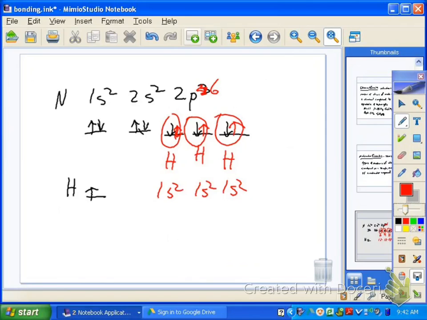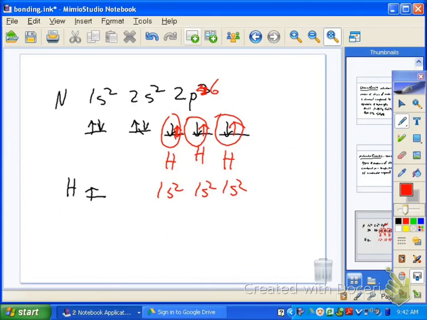Okay, now that's not an easy way to show that. There's a much easier way to show that, and I'm going to show it to you tomorrow. But that's sharing. They're sharing the same orbital. And when they're sharing, that's called a single bond. So this is a single bond. And we can show single bonds with just wooden dowels on these models.